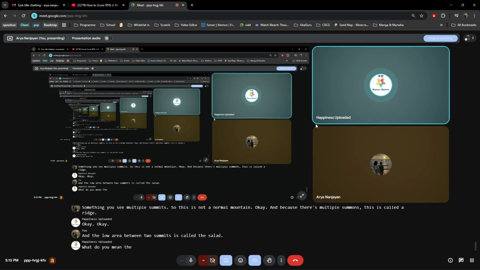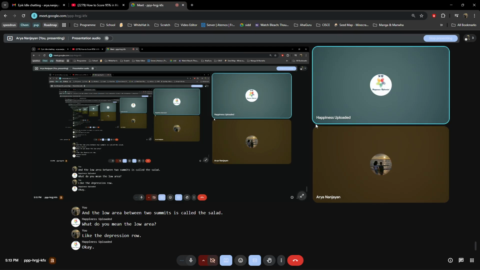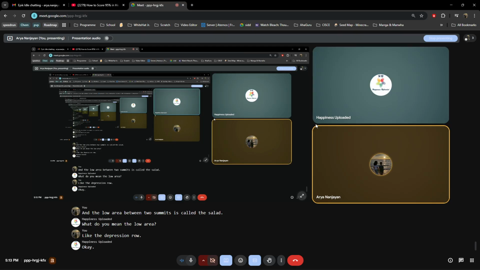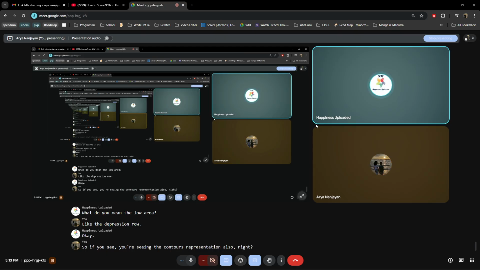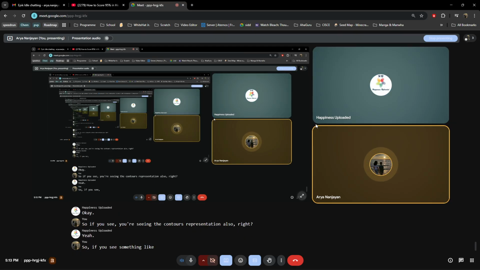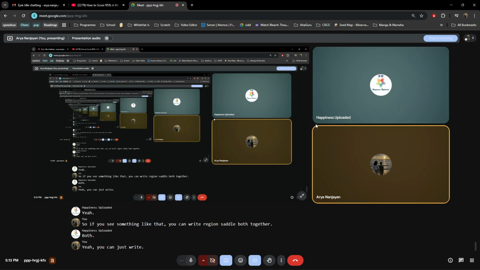What do you mean the low area? Like the depression, bro. So you're seeing the contour representation also, right? If you see something like that, you can write ridge and saddle both together, because there can't be a ridge without a saddle.